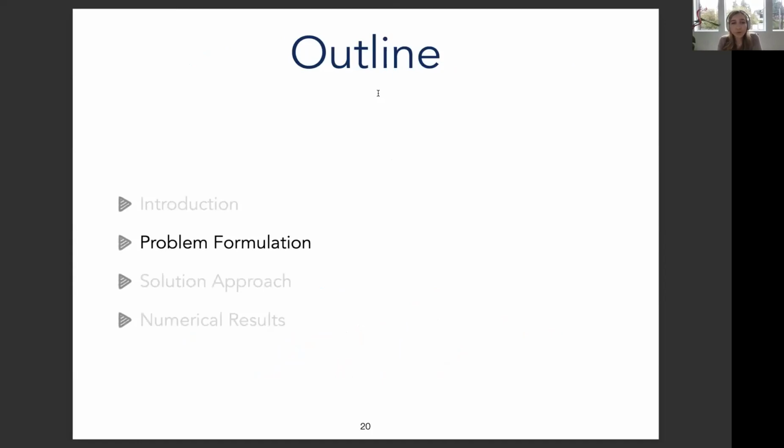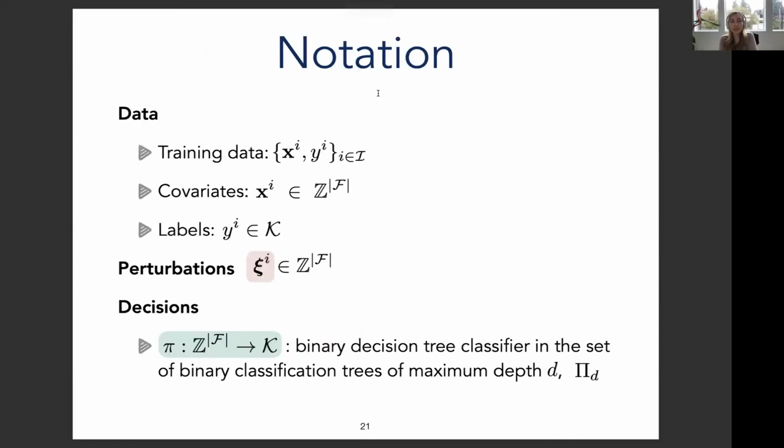So let me now move on to the formulation of our problem. Let me start with a bit of notation. So I have access here to training data. My data points are indexed in this set calligraphic I. And for each data point, I have access to its covariates, which I denote by the vector xi, and its label, which I denote with the quantity yi. Here, I'm going to assume that my covariates are all integer. This is without loss of generality, just to simplify things in my presentation. In the paper, we analyze the cases of categorical data, bounded integer data, and whatnot.